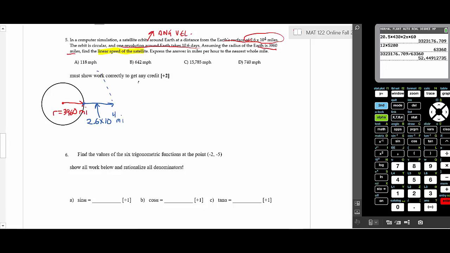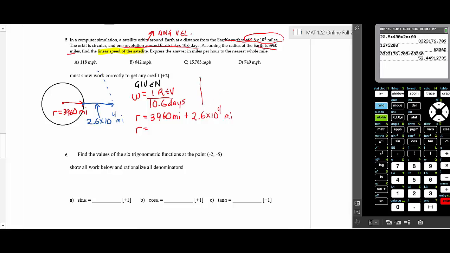Okay, so when we start writing down our given information, really what we have is an angular velocity. And that angular velocity says 1 revolution takes 10.6 days. So that's what that is. And the other thing we have is the radius. Now the radius would be these two things added up. So you would have 3960 miles plus 2.6 times 10 to the 4th miles. Like this, you need to take your calculator and add those things up.